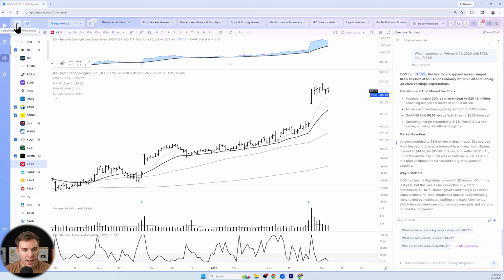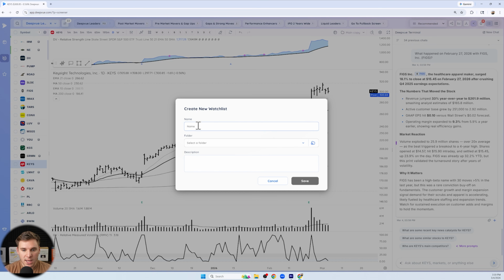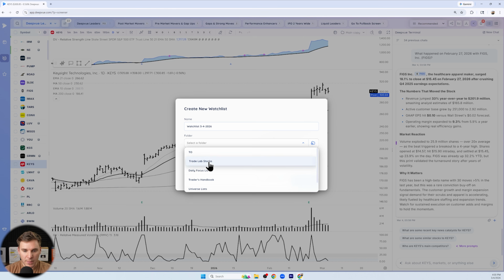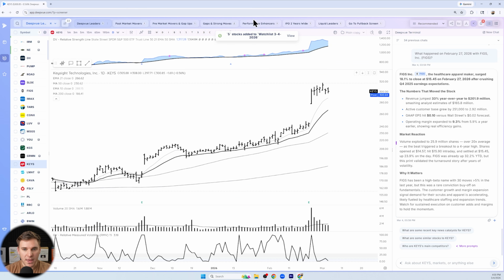After I'm done, I'll go ahead and click this plus icon here at the top left, click create watch list, and I'll create a new watch list. So we'll call this watch list 3 for 2026. You can select a folder that you'd like to. I'll put in TradeLab stocks, add a description if you'd like to, and then click save. And then all those stocks are added to that watch list that you can review further.